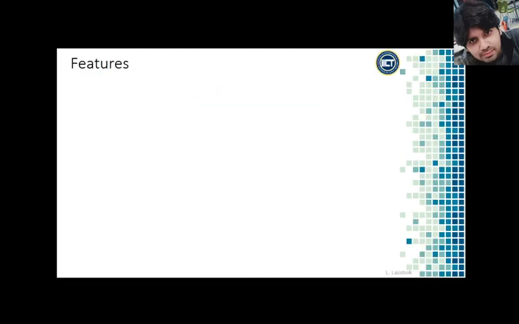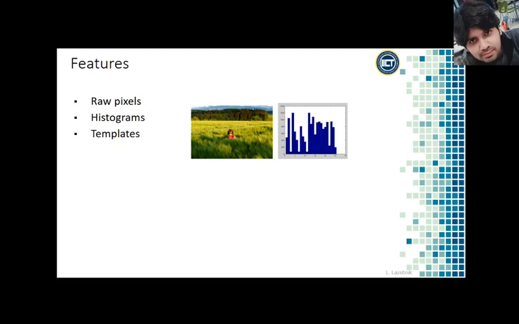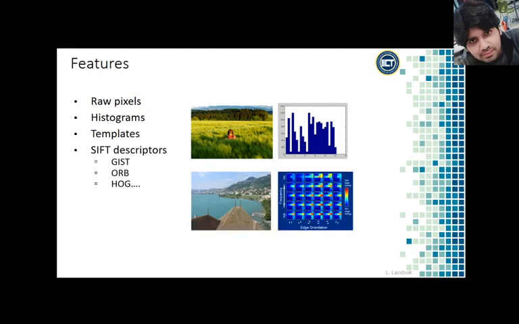Now features can include raw pixels, histograms, templates, and SIFT descriptors, which we have already discussed. We have already discussed histogram of gradients, but we have not discussed GIST and others. But you can check the documentation of OpenCV or MATLAB, as they are already available in their repositories or in their built-in packages.